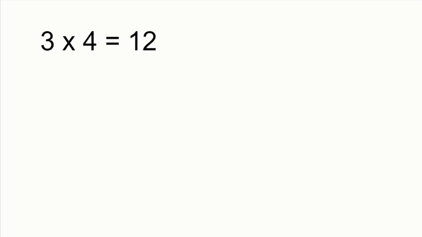Here we have 3 times 4 equals 12. The way I like to think of multiplication is, I like to think of the first number as how many groups I have. So I'm going to have 3 groups. I like to think of the second number as how many objects I'm going to have. So when I see the equation 3 times 4, I like to think of that as 3 groups of 4 objects. Now let's go ahead and test if this is going to be true.